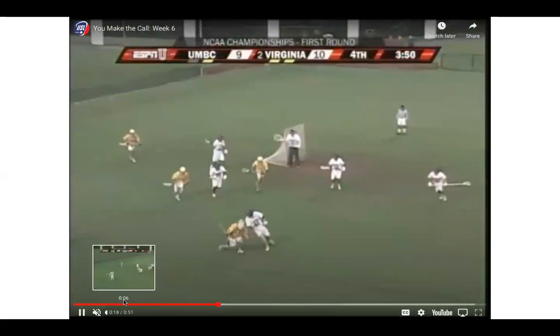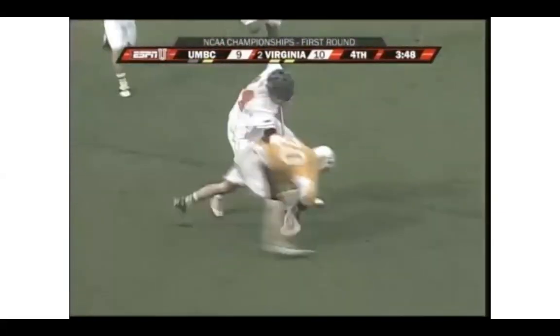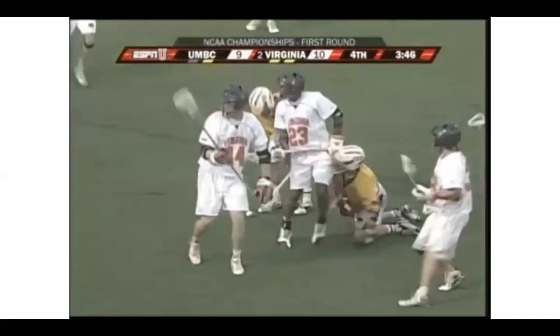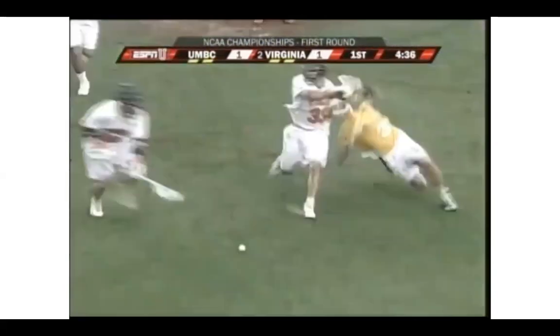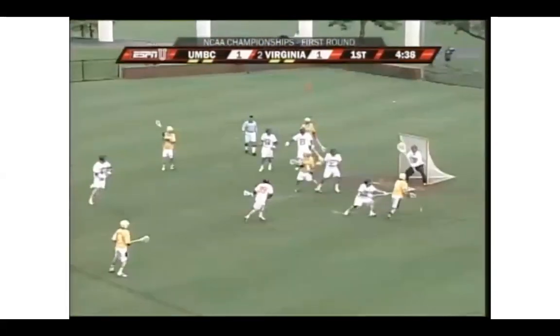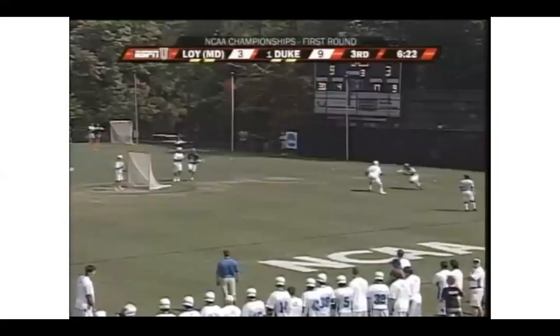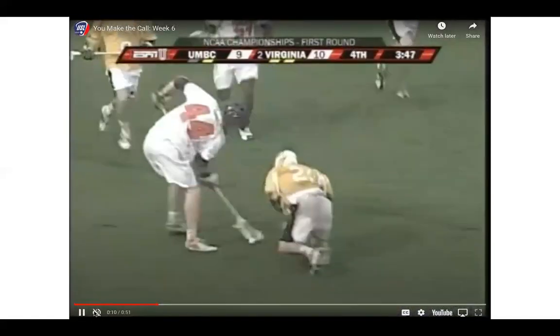So we have two different calls right here. Here's the first one. White player's using his cross. That's a loose ball hold. Here's another one. Play's going away. White player uses his cross to hook the orange player. Let's go back and look at those one more time before we go on to the next one.